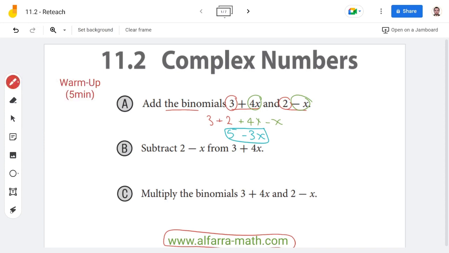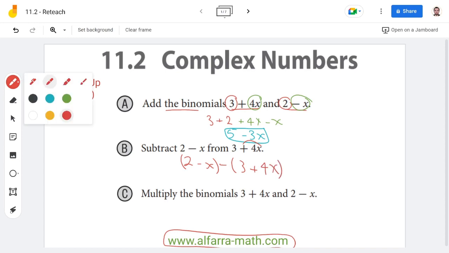Now let's do the same thing here. We have a 2 and we have a 3, and 2 plus 3 is 5. Oh, sorry, here it's saying subtract. Okay, sorry. So what I have to do is 2 minus x, this polynomial, minus 3 plus 4x, this polynomial.